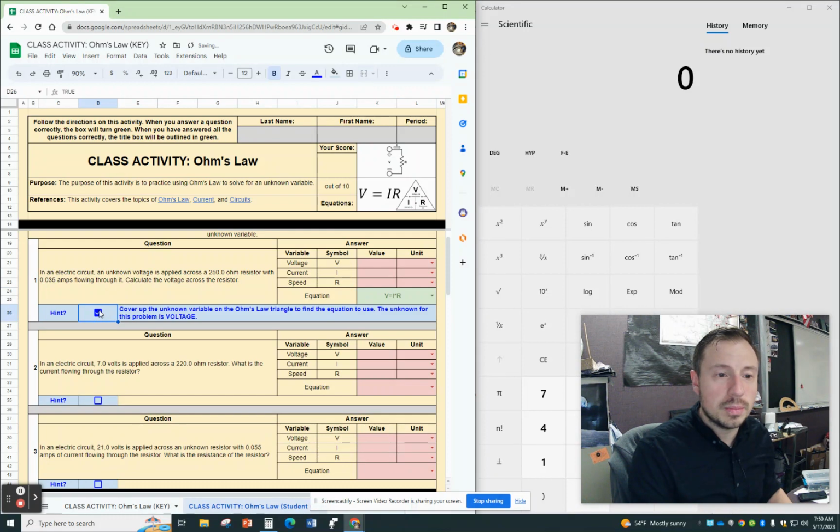And if you need any help, there is a hint: cover up the unknown variable on the Ohm's law triangle to find the equation to use. The unknown for this problem is voltage, right? So that's what we're calculating.